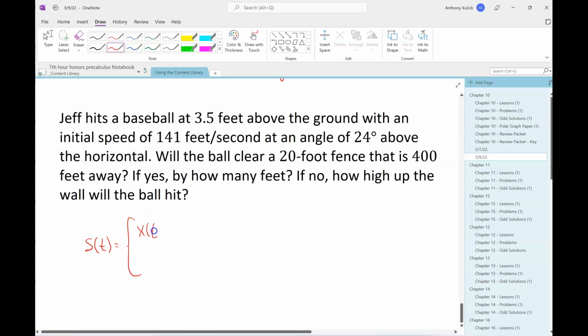Well, we'll set this up the same way we did. So we have initial velocity cosine theta times t. Then we have negative 16t squared plus initial velocity sine theta t plus initial height.